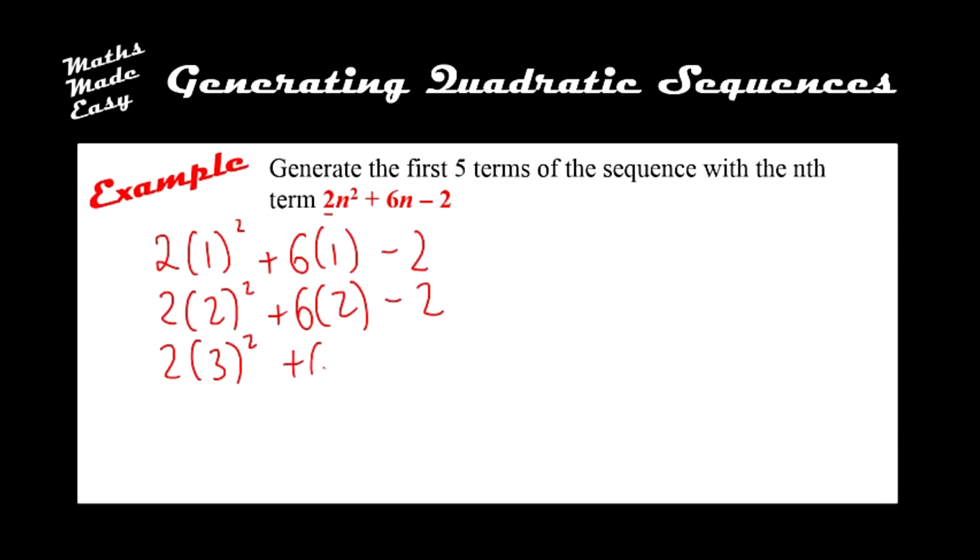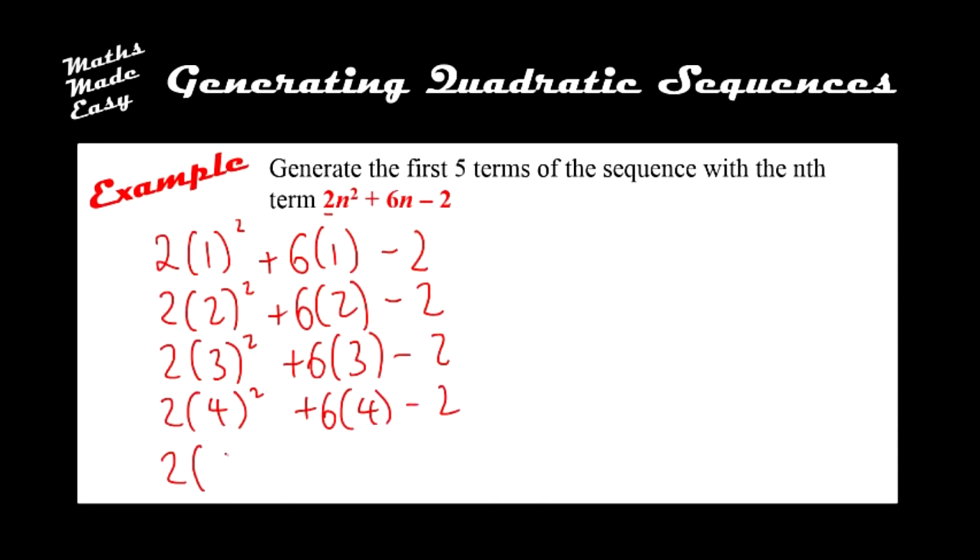So you can see that all this 2 at the front does is means whatever we get when we square these, we simply double it. So we're going to do 2 lots of 4 squared for this one, plus 6 lots of 4, and take away 2. And for the final one, 2 lots of 5 squared, plus 6 lots of 5, take away 2. Now, when calculating these values, you have to be really careful and make sure that you square this number before you multiply it by 2.